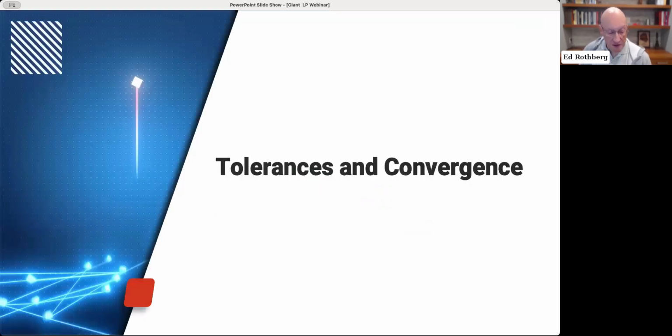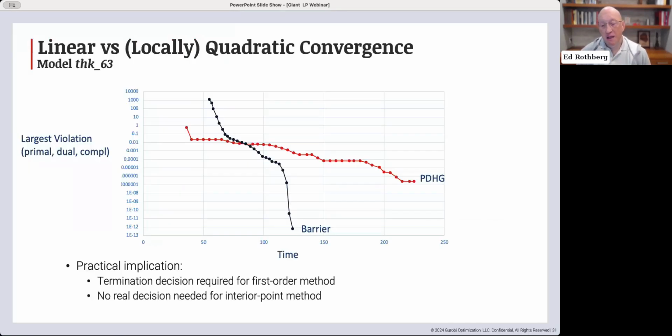All right, so now I've talked about the different methods we're going to consider, but before I actually show any performance numbers, I need to say a few words about tolerances and convergence. If you're going to compare two methods, basically you have to ask, what exactly are they doing? Is it an apples to apples comparison? And when it comes to PDHG, one of the very important decisions that have to be made is, when can you stop? When is your solution accurate enough?